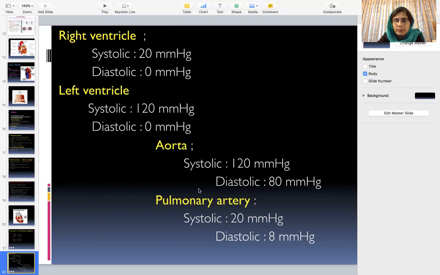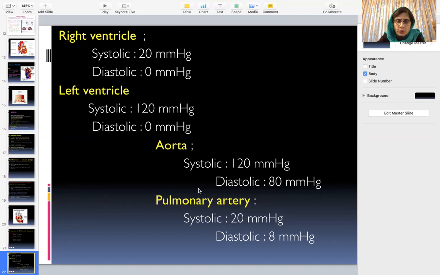The right ventricle, when pumping the blood into the pulmonary circulation, into the pulmonary artery, has a maximum pressure of 20 or 23 millimeter of mercury, whereas the diastolic pressure falls to 0. It means when it is relaxed, the pressure is 0. Whereas the left ventricle, when it is in a contracted state, may rise up to 120 millimeter of mercury, and the diastolic pressure is again 0.